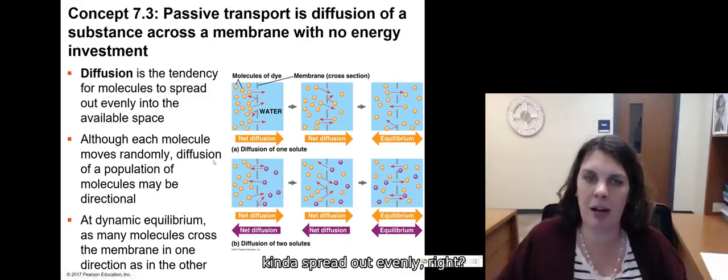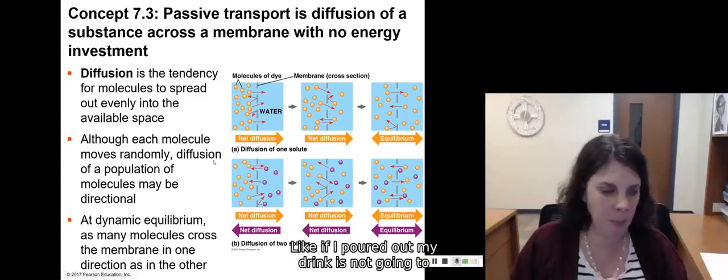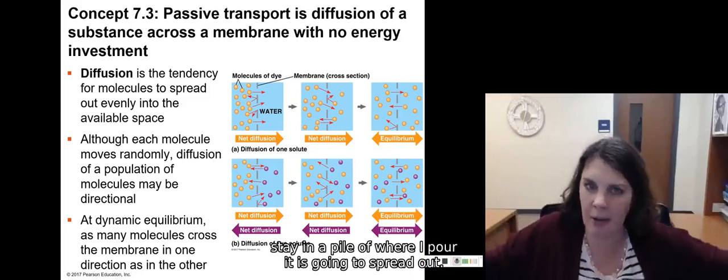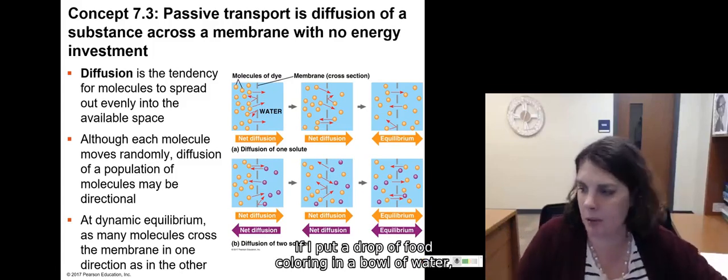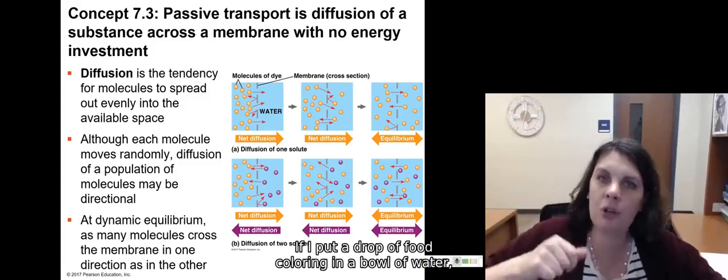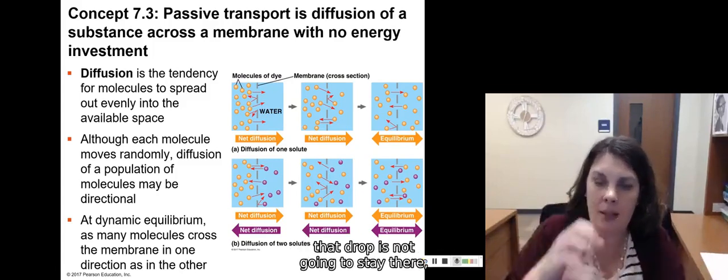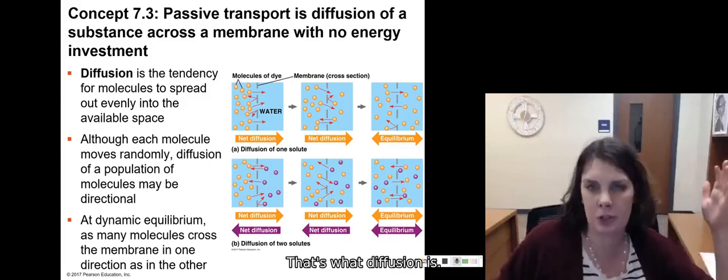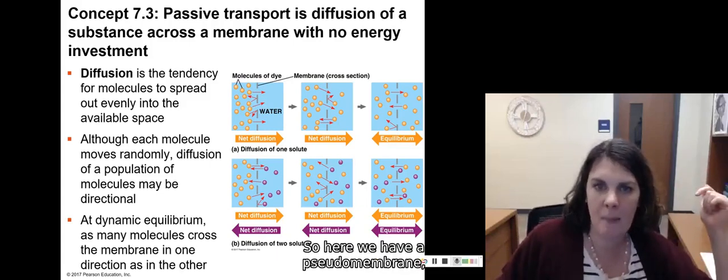So diffusion is the ability of things to just kind of spread out evenly, right? Like if I poured out my drink, it's not going to stay in a pile where I pour it, it's going to spread out. It's going to diffuse. If I put a drop of food coloring in a bowl of water, that drop is not going to stay there. It's going to spread out. That's what diffusion is.